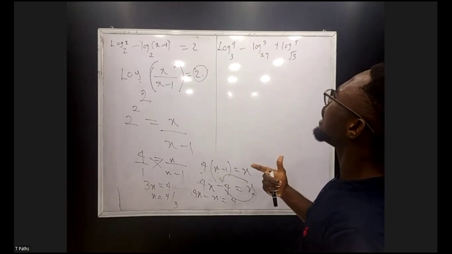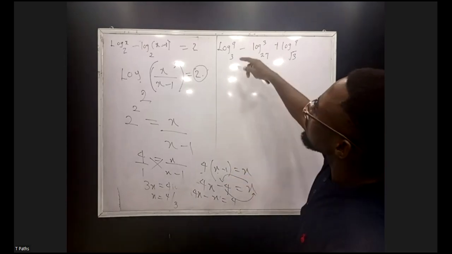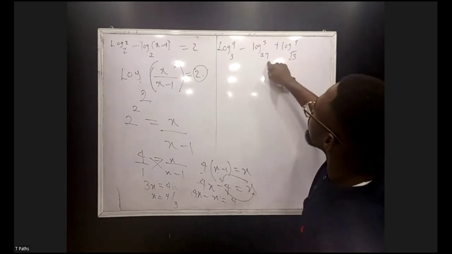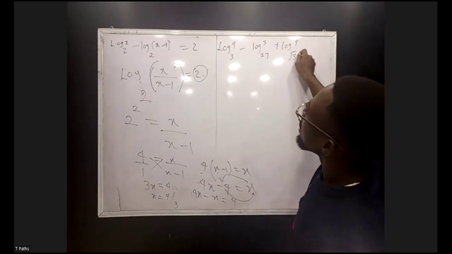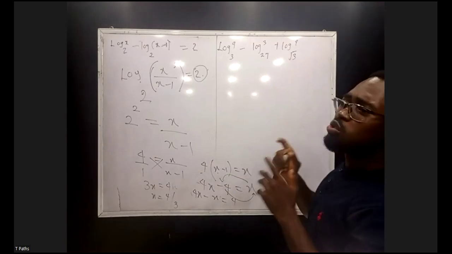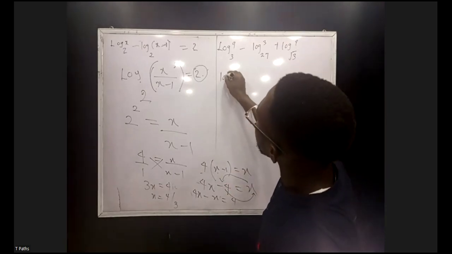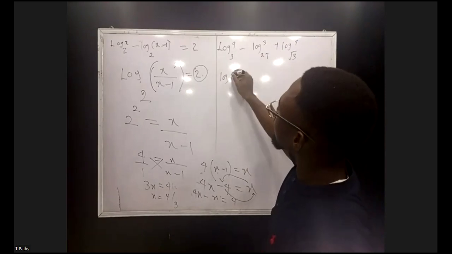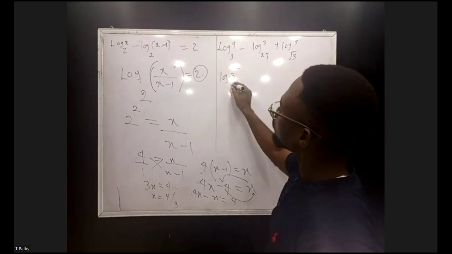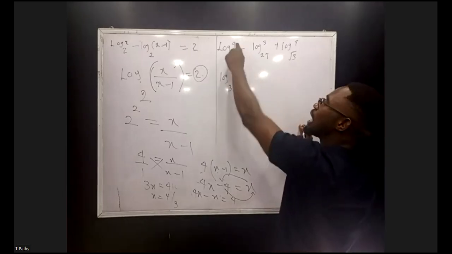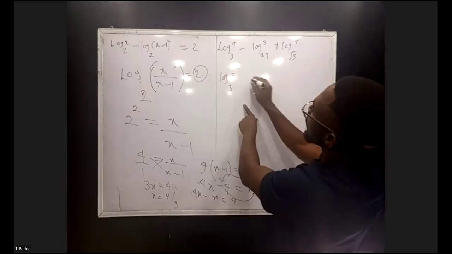If you look at all these things, this is 9, this is 3, this is 3, this is 27, this is 9, this is root 3. You see that there is a way I can always connect them through 3. So how do I go? This is logarithm of 9. What is 9? 3 raised to power what? 2. Am I making sense? I've changed this 9 to 3 raised to power 2.